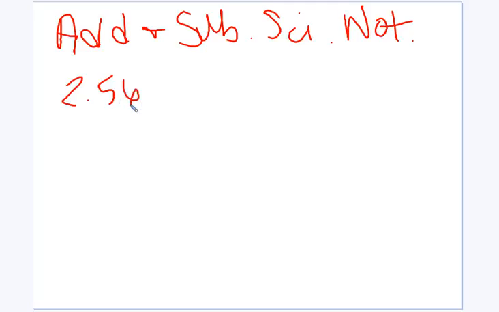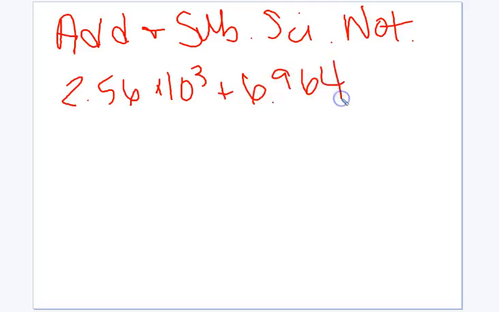If I had two numbers in scientific notation and I wanted to add them together, it's easy as long as their exponents are the same. Okay? Because that's just how many times you're moving the decimal place. So we're going to do the same for both numbers, so we can just add them.